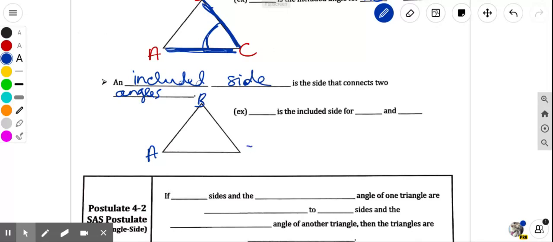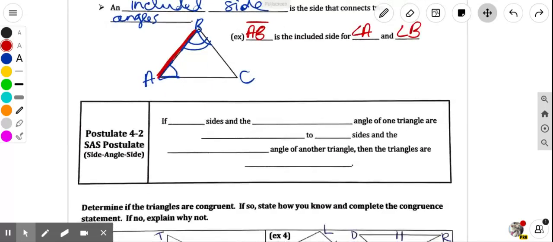So let's say we still had ABC. And let's say I had angle A and angle B that I was looking at. So this angle here and this angle here. The included side for those two angles is this one. Do we see how AB connects the two angles? It's sort of like between them. It's part of both of them. So we would say that segment AB is the included side for angle A and angle B. So included angle is the one that we're going to use right now. Included side we'll use in a little bit.